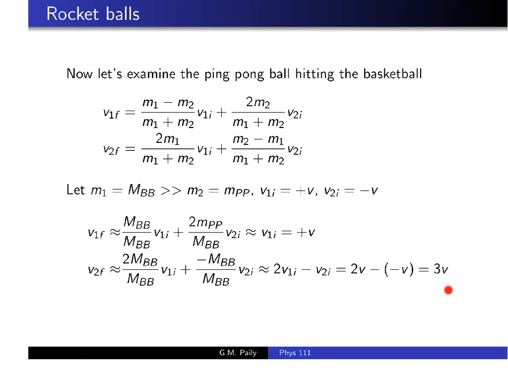So what has happened? When the ping pong ball hits the basketball, the basketball is not affected very much. It mostly continues upward with the same velocity, moving upward with the speed of plus v. But the ping pong ball now goes from minus v, that is a speed of v heading downward, to positive 3v, which is a speed of 3v heading upward.